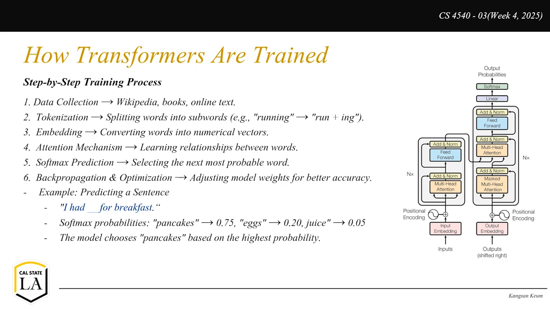The next part is embedding, converting words into numerical vectors. The next part is the attention mechanism, which is learning relationships between words. The next part is softmax prediction. This is selecting the most probable next word. Finally, backpropagation and optimization, which are adjusting weights for accuracy improvement.